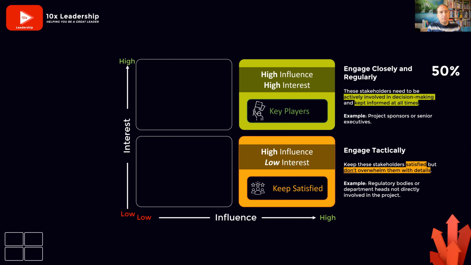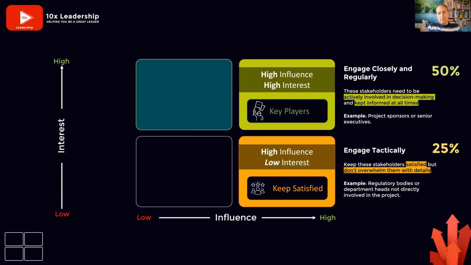These might be regulatory bodies or departmental heads, people that are not directly involved but do have a say about whether you can deliver this thing. And usually it's to do with funding or prioritisation. So make sure that you keep them happy, and you tell them the things that they need to know. And that is about 25% of your time. So 50% for your key players, 25% for those that you need to keep satisfied, the ones that have the influence, but not necessarily the interest.